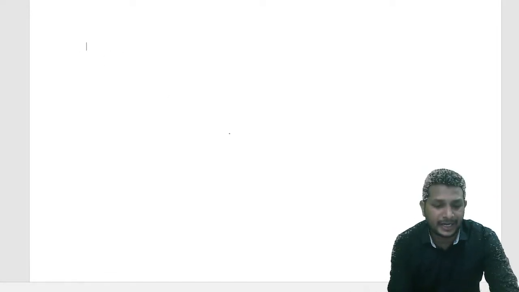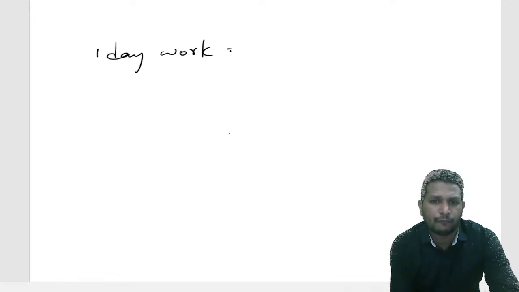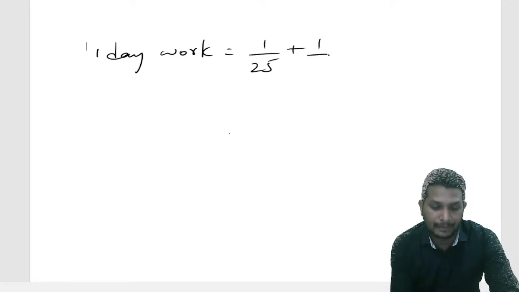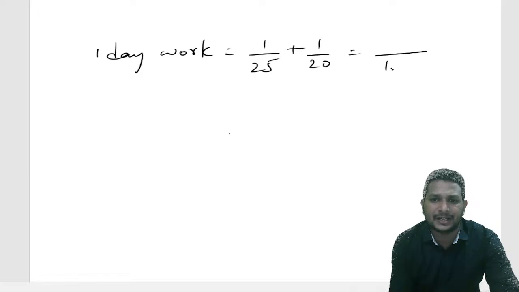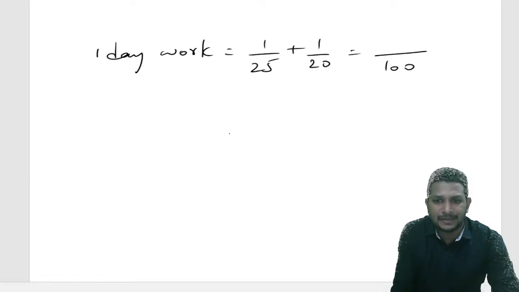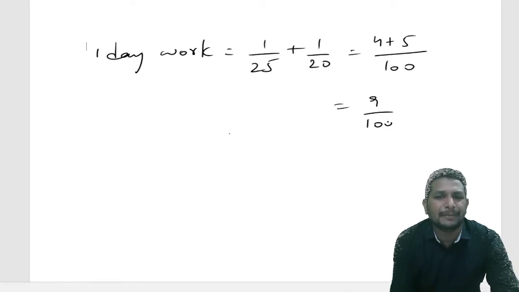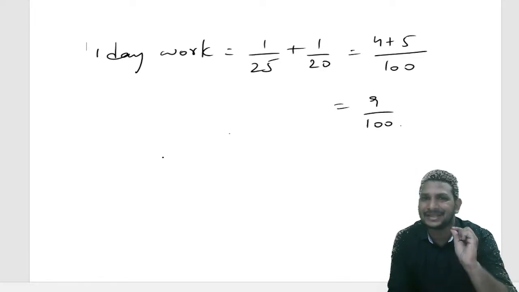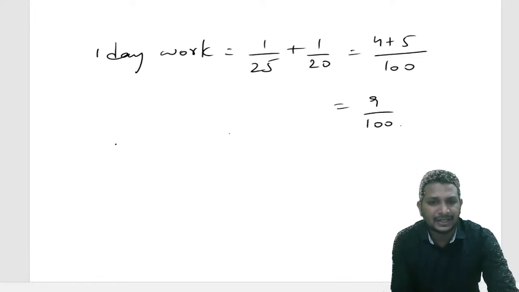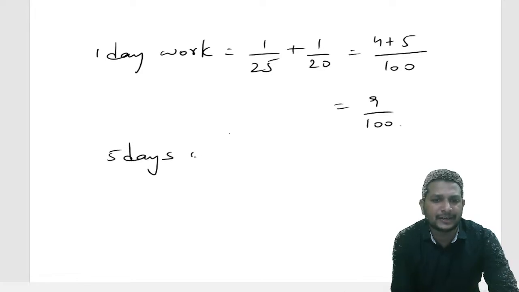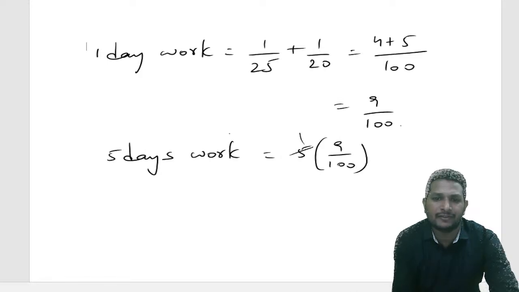So over here, Mohan and Rohan, they gave the independent works. In 1 day, how much can they complete? 1 by 25 plus 1 by 20. As the LCM is 100, we'll be getting 4 plus 5. So in 1 day they can complete 9 by 100 part of the work. But they together worked only for 5 days, right? So 5 days work will be how much? 5 into 9 by 100. 5 ones are 5, 5 twenties are 100. So they completed only 9 by 20 of the work.